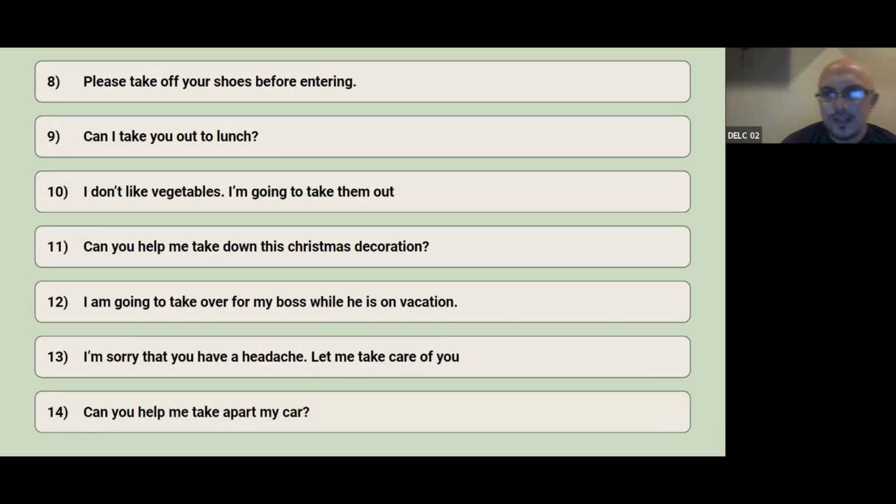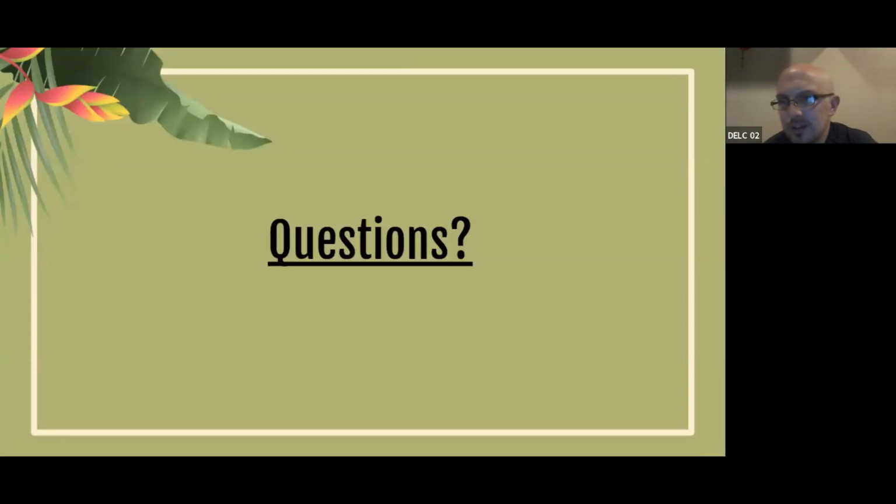So all of these examples I will include in our review, and I'll include the definitions and the meanings, so you can practice if you want. Do you have any questions? Anyone have any questions about today's vocabulary, the phrase take?